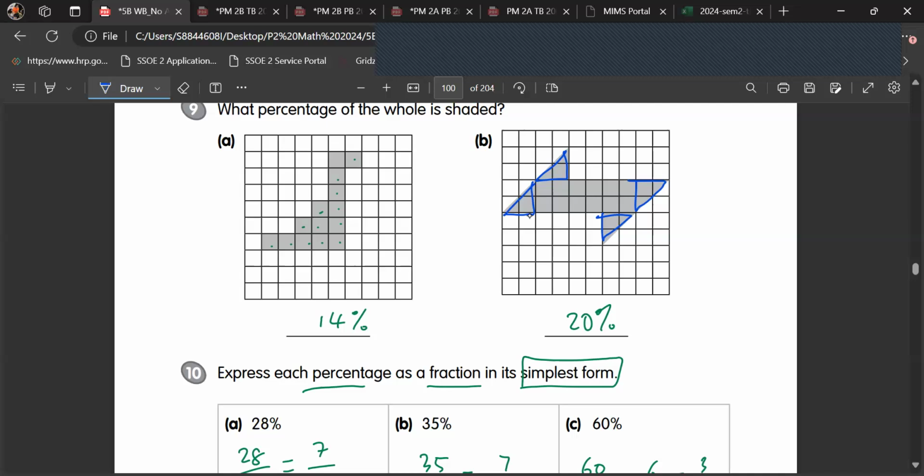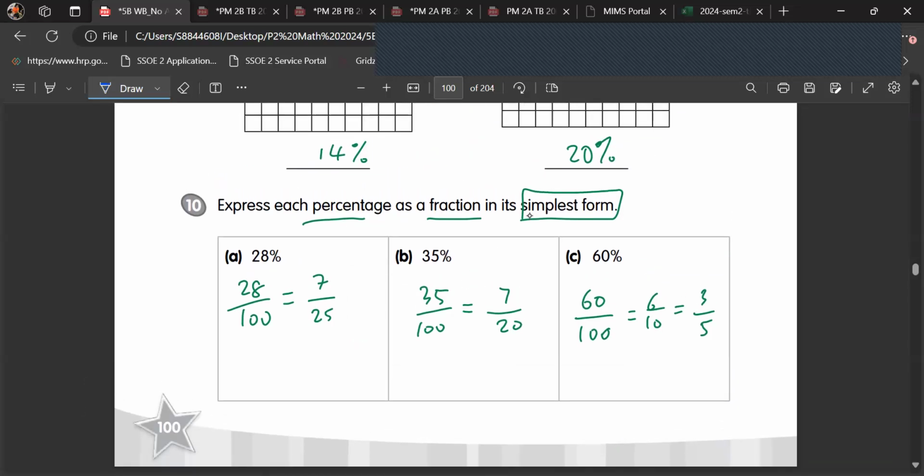Okay? Now, the next one here, question 10. What's the shortcut for A? I divide the numerator and denominator by 4. Good. How about B? 5. How about C? 20. That's correct.